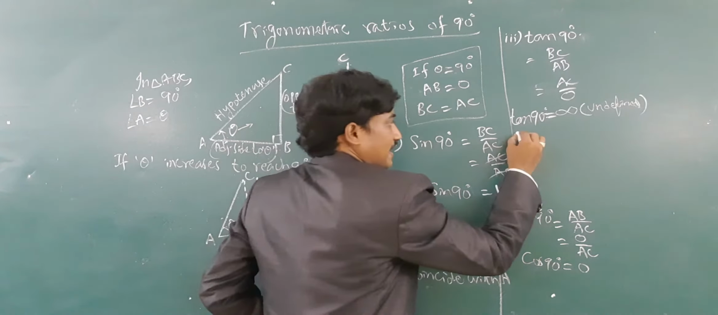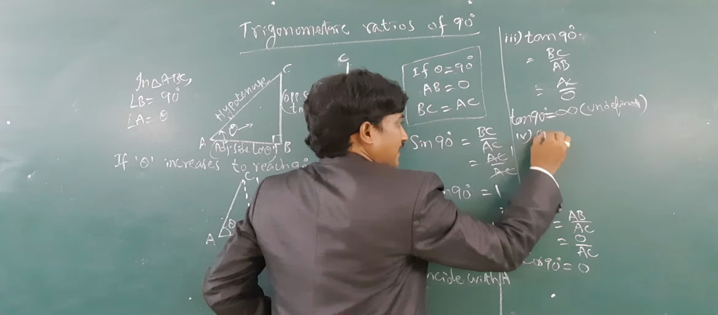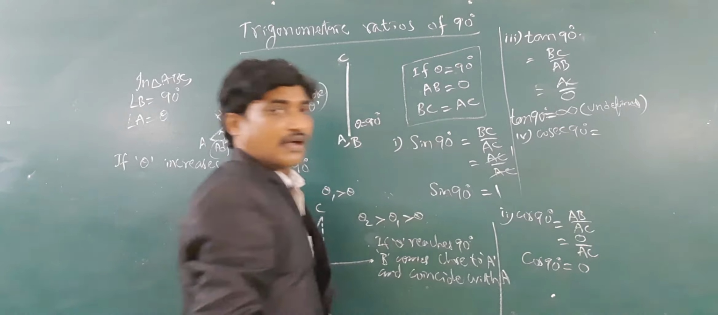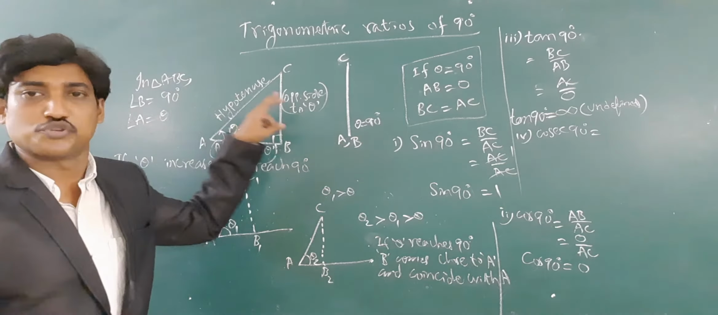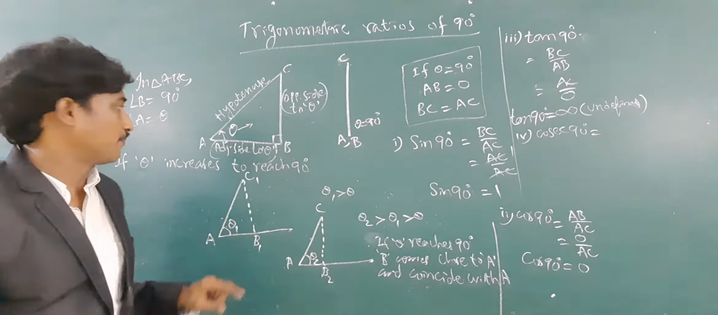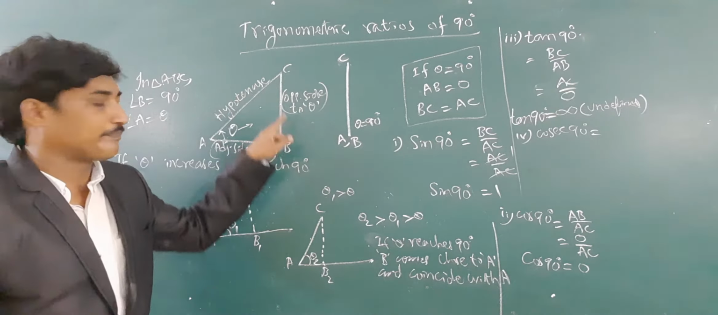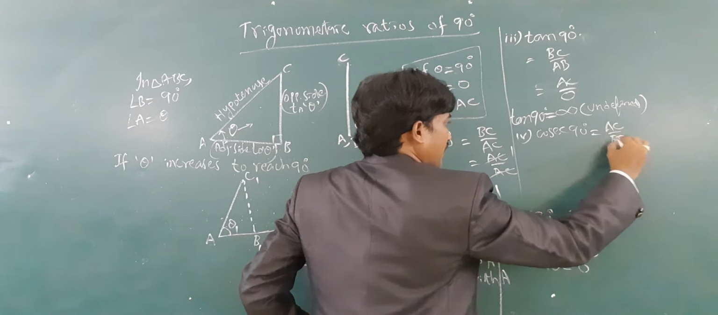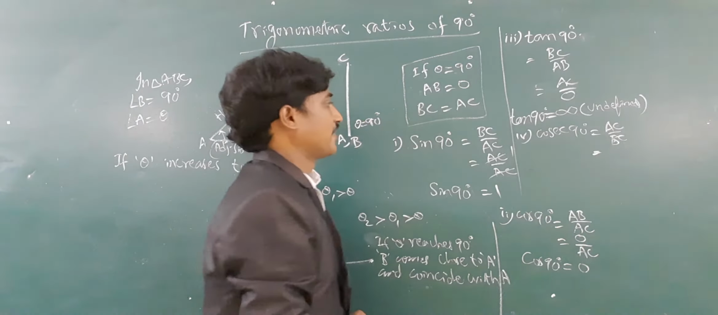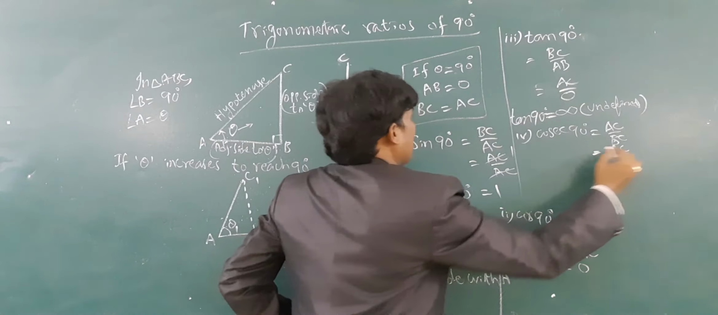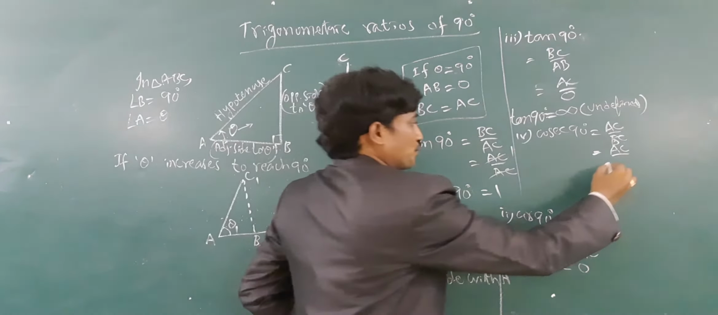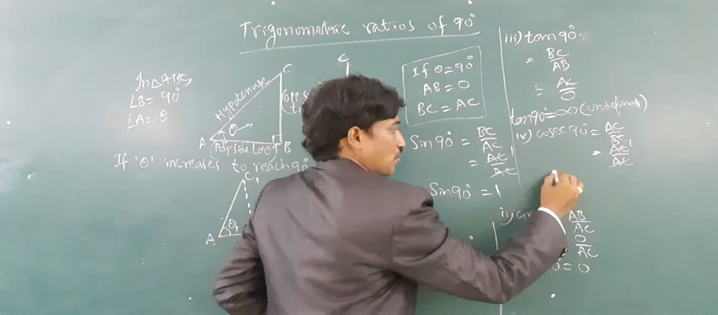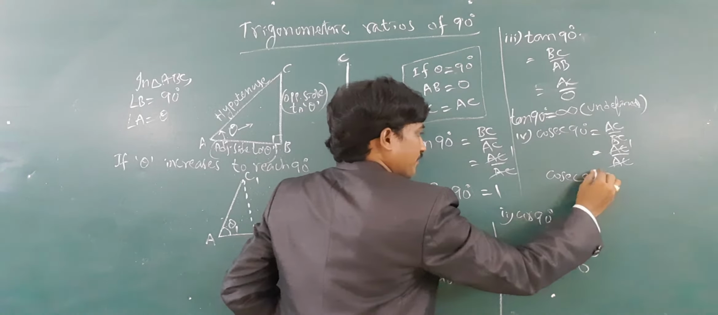Here cosecant 90 degree. Cosecant theta is hypotenuse by opposite side to theta, so that AC by BC. When theta is 90 degree, AC by BC equals AC by AC, so AC and AC get cancelled, so that cosecant 90 degree is 1.